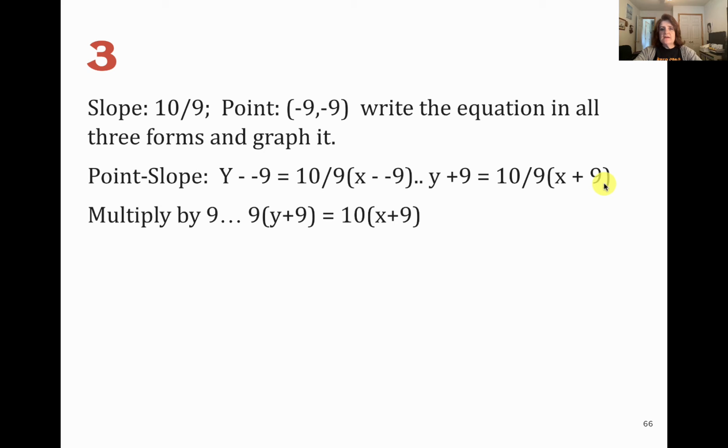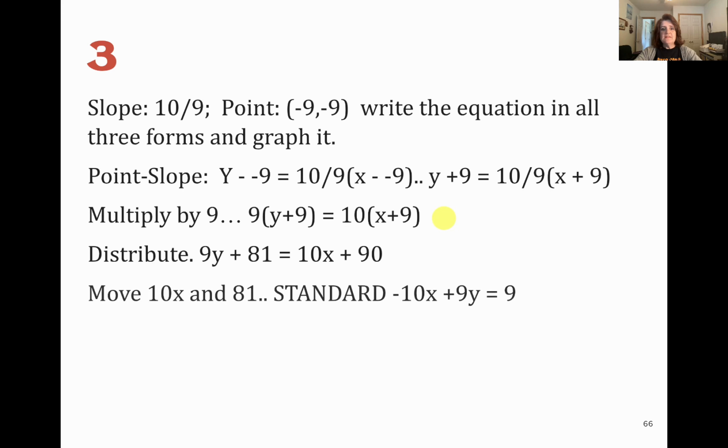In order to move that into standard form, we multiply by this bottom 9 to get rid of the fraction. 9 times y plus 9 is equal to 10 times x plus 9. Distributing all those 9s through there, moving the 10x and the 81, we now get standard form of negative 10x plus 9y equals 9.